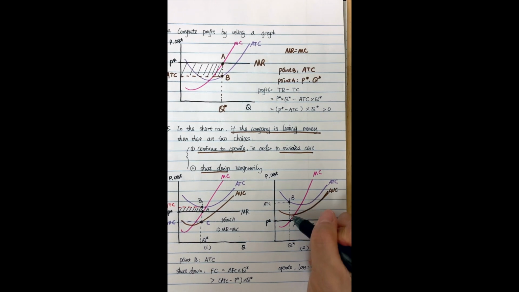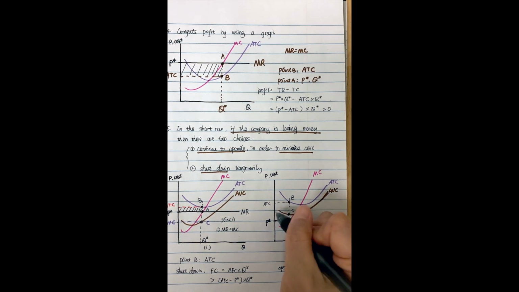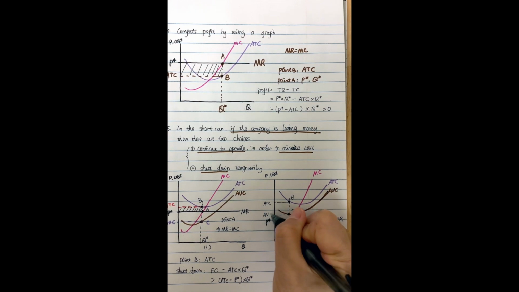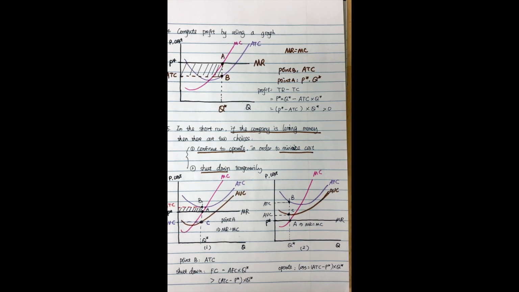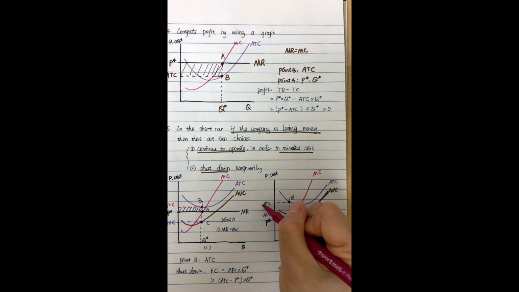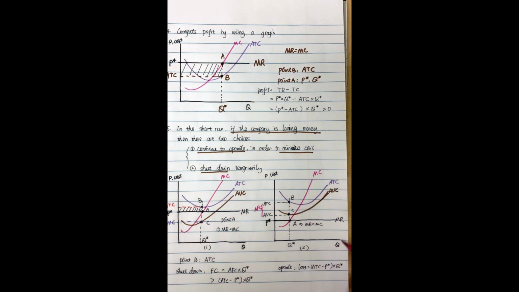However, look at if the firm chooses to shut down the business, what's the firm's loss? You can find the corresponding point on the average variable cost. So this is point C. This is average variable cost. The difference between these two would be the average fixed cost, right? So if the firm chooses to shut down the business, then the loss will be just the average fixed cost times the quantity. Therefore, in this case, firms would choose to shut down the business because the loss is smaller. This part is the fixed cost.